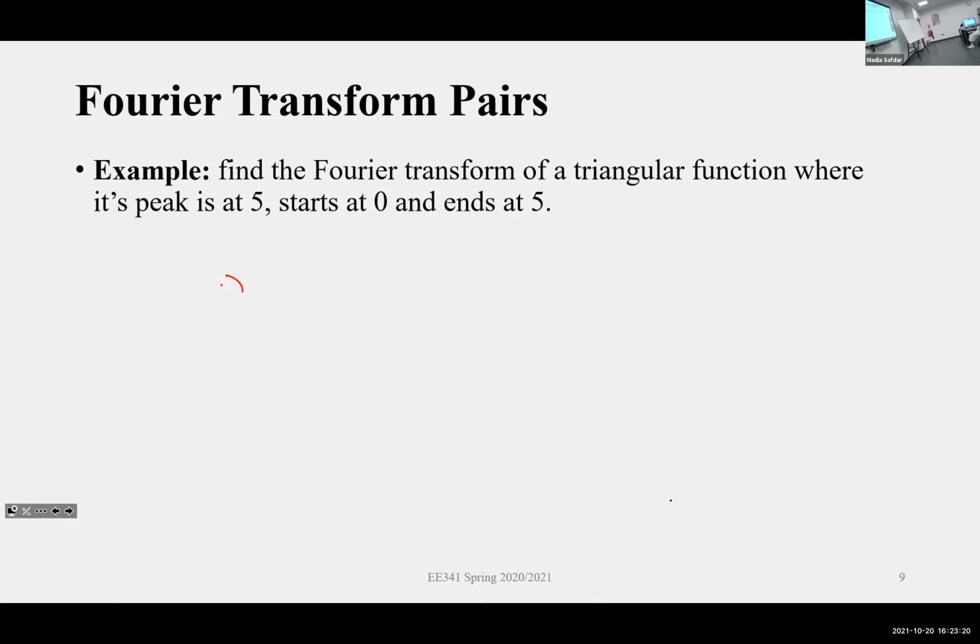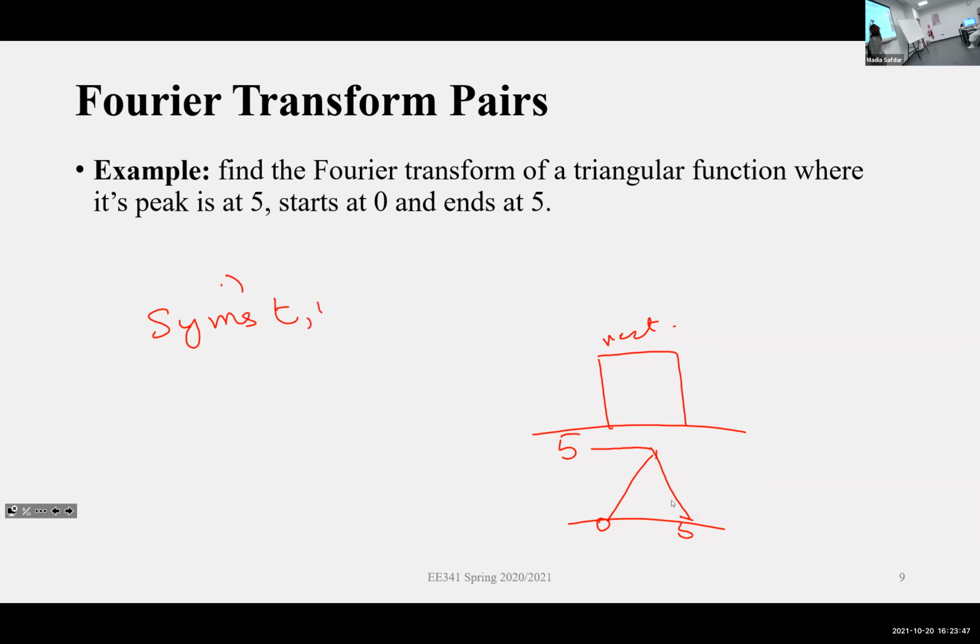Okay. Now find the Fourier transform of a triangular function. In the previous example, we found the Fourier transform of a rectangular function. Now, can you guess how I can find the Fourier transform of this triangular function? It starts from 0, goes up to 5, and then the peak amplitude is 5. Can anyone guess? The first step is symbolic t and omega.